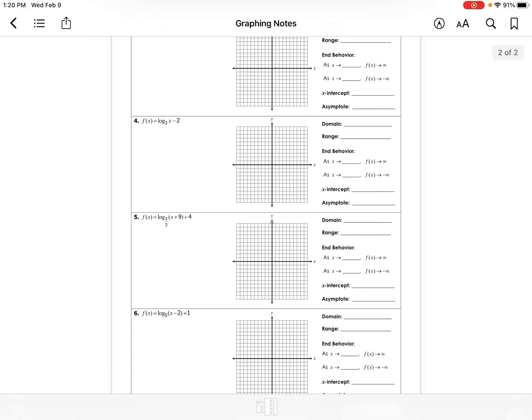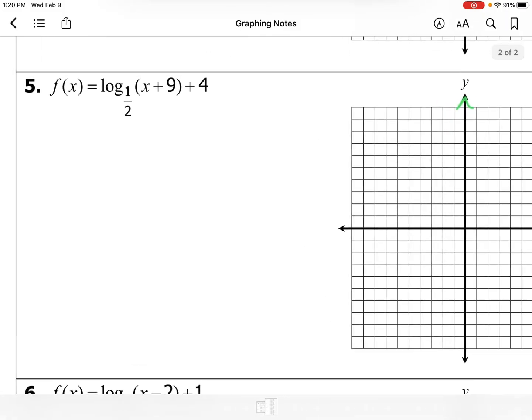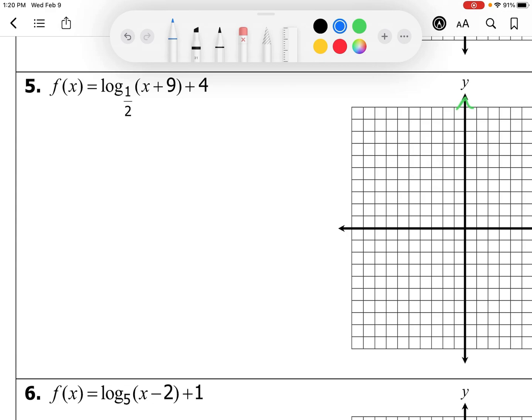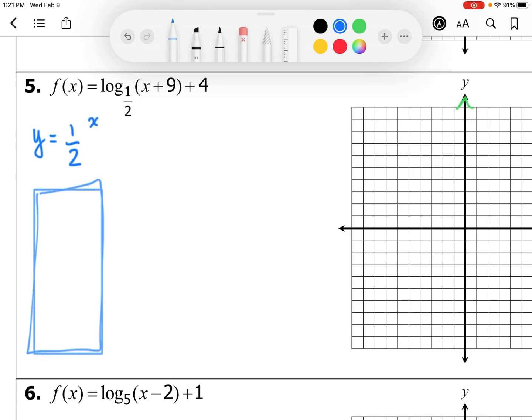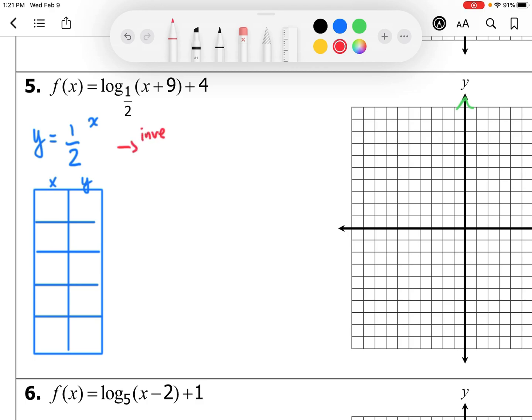Moving on. Let's go to this next page. Let's do a little bit tougher one now, where we have a base of a fraction, and then we also have some transformations being applied. To start this problem, first I'm going to write down the parent function of 1/2 raised to the x power. After coming up with those ordered pairs, I am going to flip them. I'm going to do the inverse of them, and that will give me y equals log base 1/2 of x. And I'm going to do one more thing with them after.